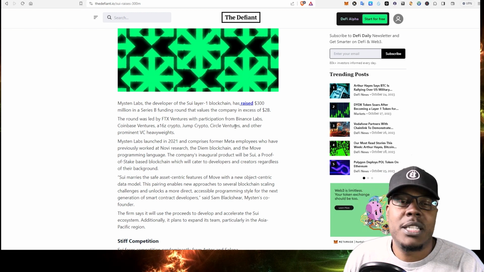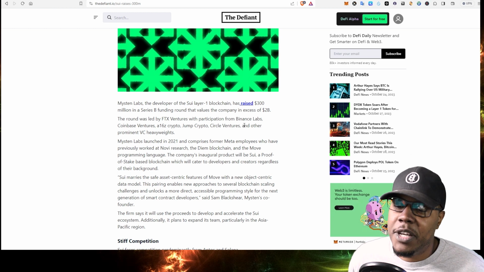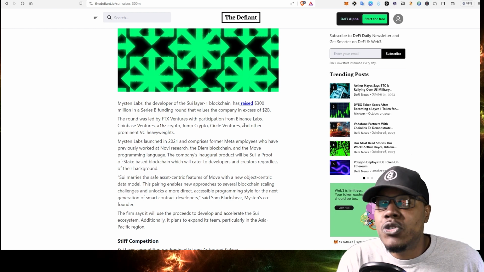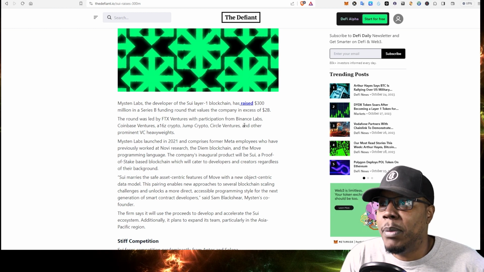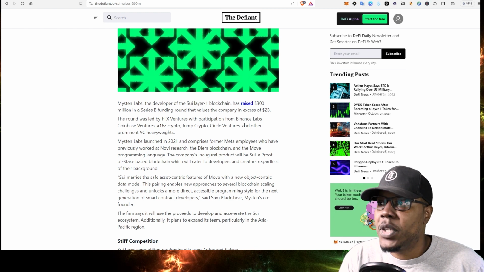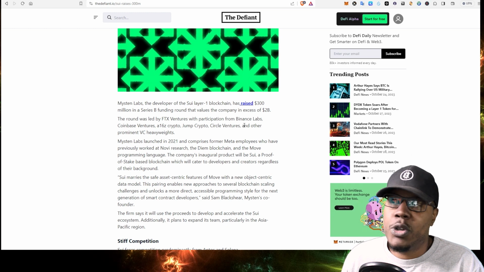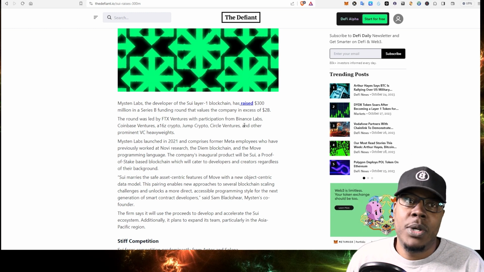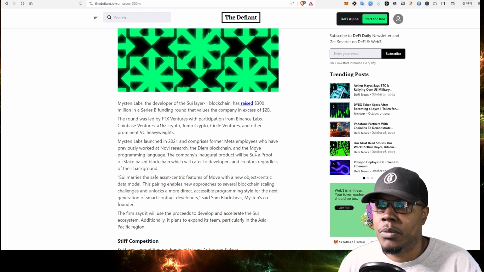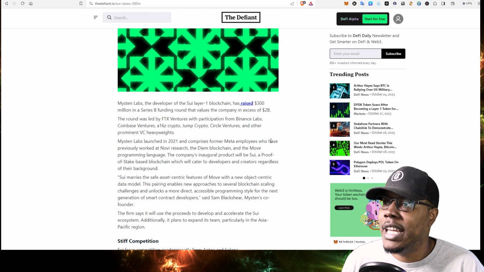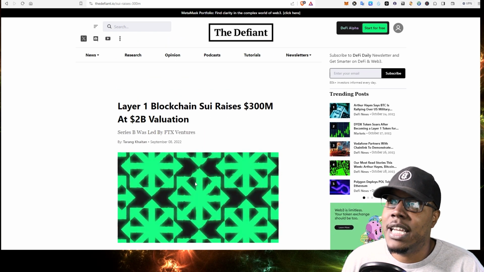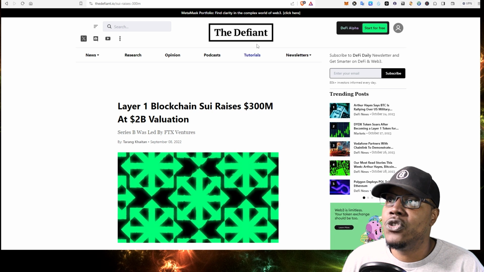Circle Ventures. So they're being backed by some of the biggest companies in crypto. Binance Labs, Coinbase. Those are the top two right now as far as crypto goes and exchange value, and how much money they move around in the crypto market. So nice to see that those are some of the people investing in the Sui blockchain.